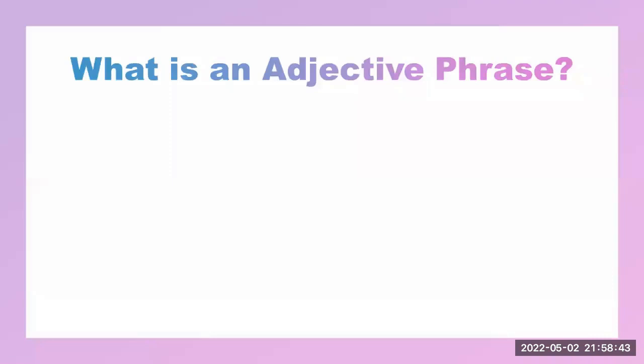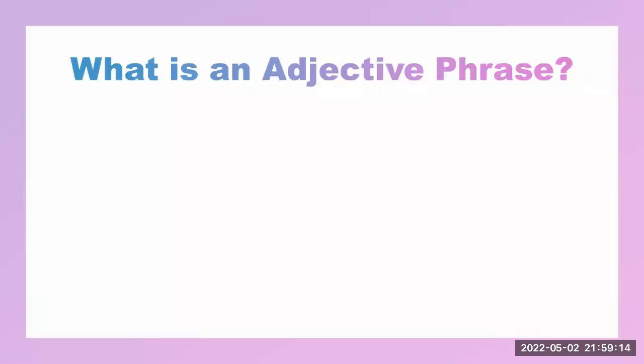Now, first of all, what is an adjective phrase? Well, an adjective phrase is a group of words that does the work of an adjective in a sentence. Now, take note of this definition. First of all, an adjective phrase is a group of words. Every phrase is a group of words, and this differentiates an adjective phrase from an adjective.